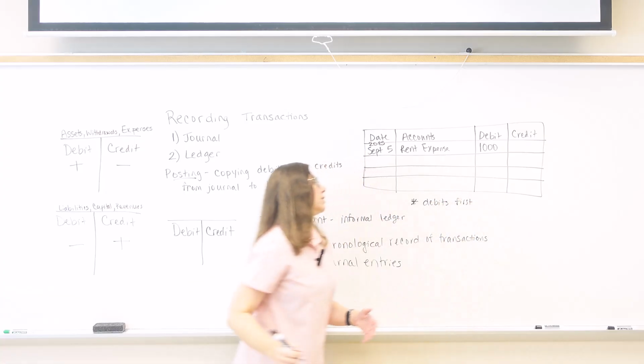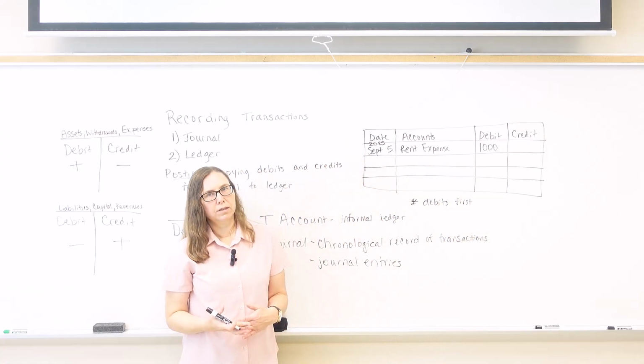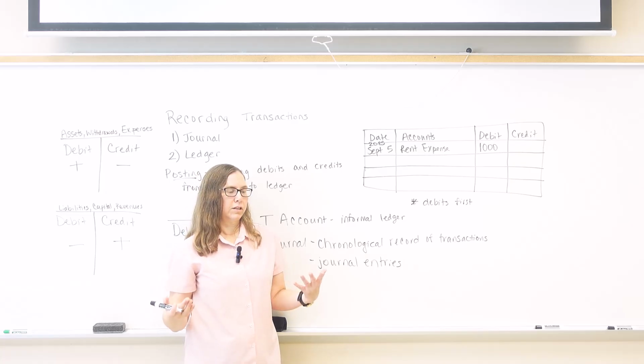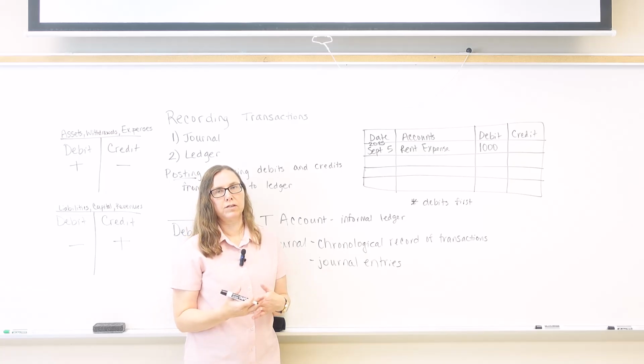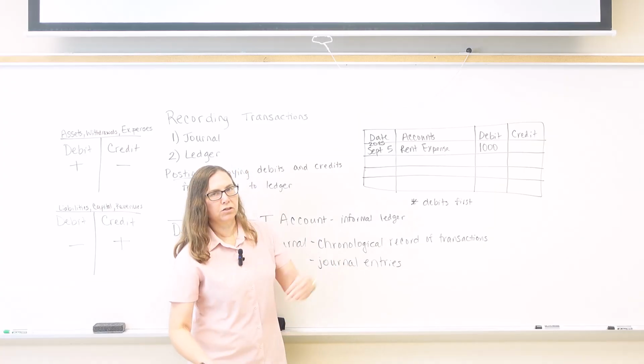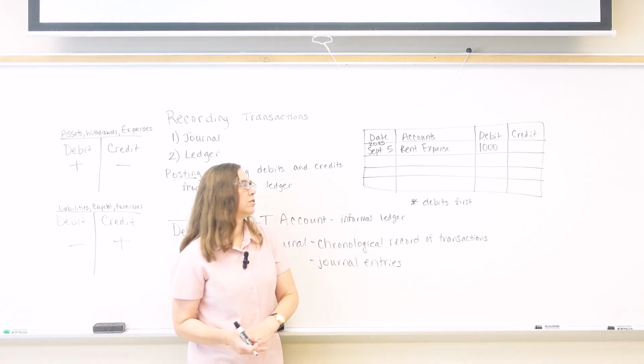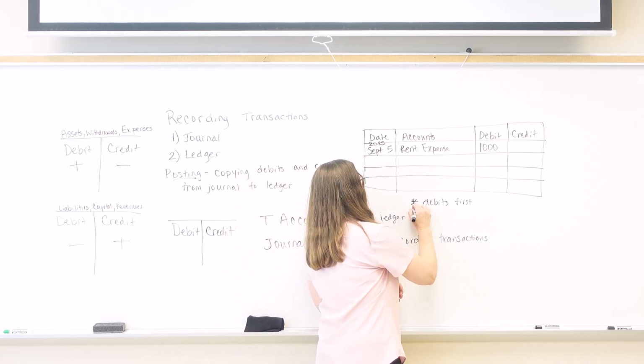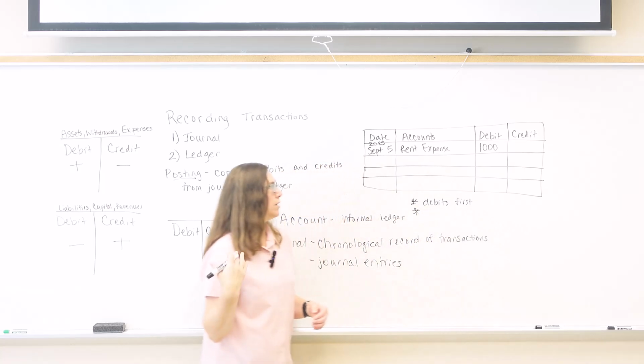And that's just because accounting is very organized. So it's just easier visually if you're following basically the same process for every entry, and it's nice and neat and organized, especially when you have a bunch of entries on one page. Okay, and then you would put your credits next.